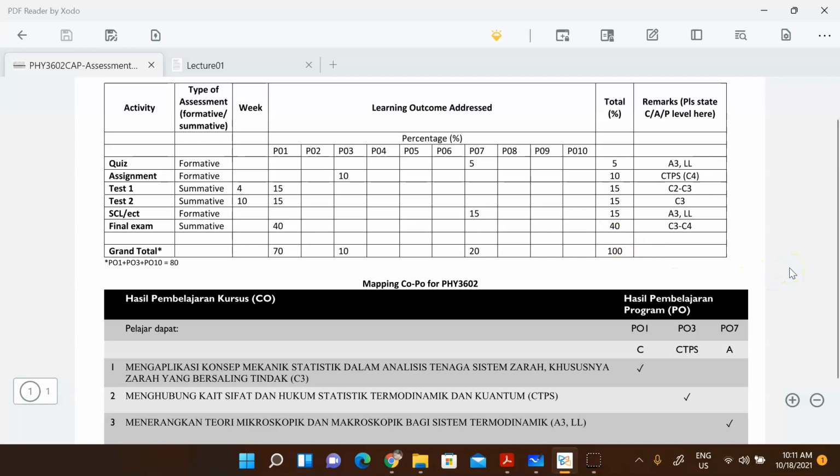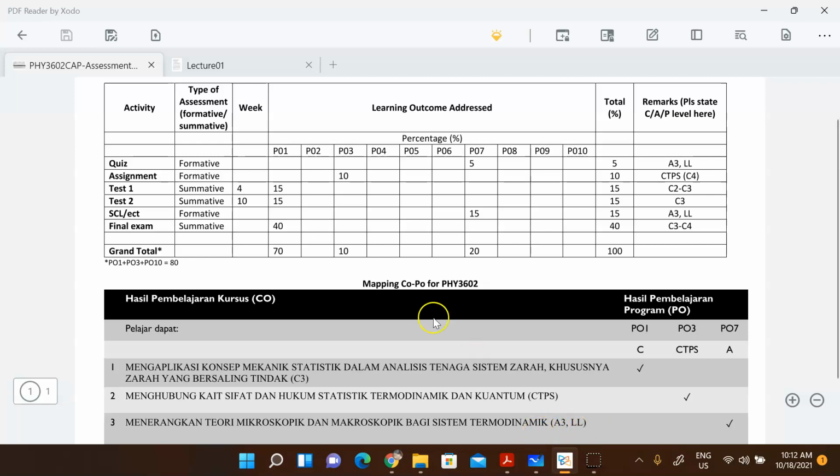So, are there any questions about this? Please, I cannot see you while I'm on this screen mode. Are there any questions with respect to this assessment plan? Okay, good.